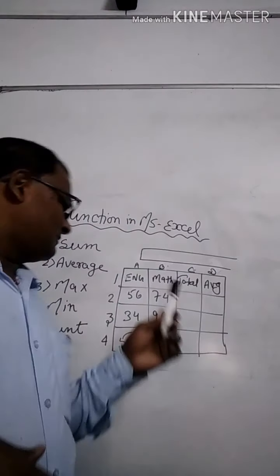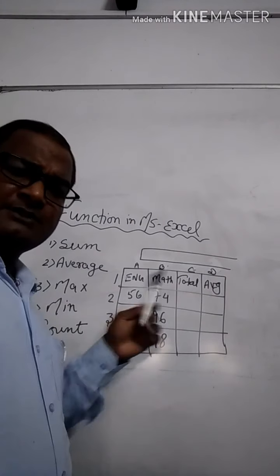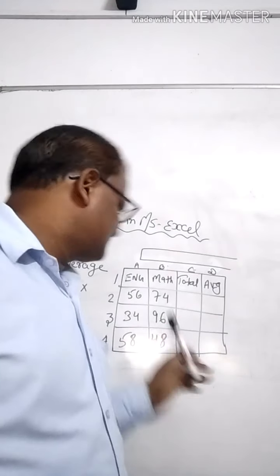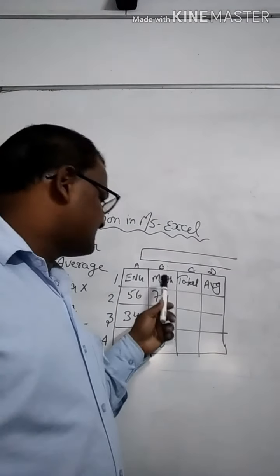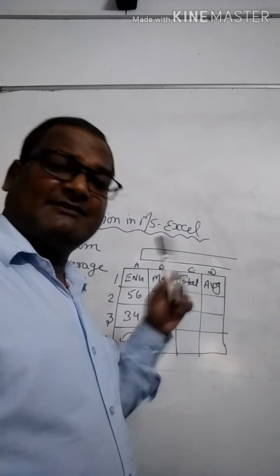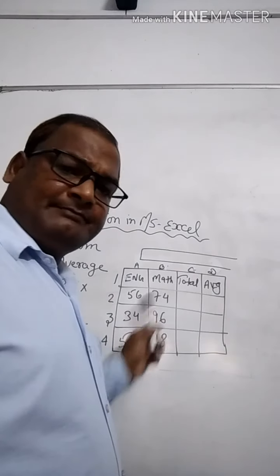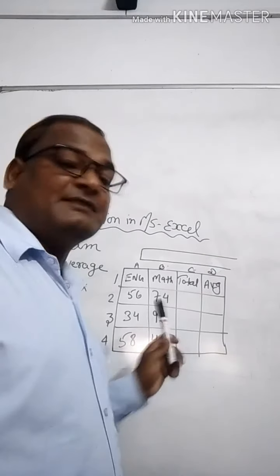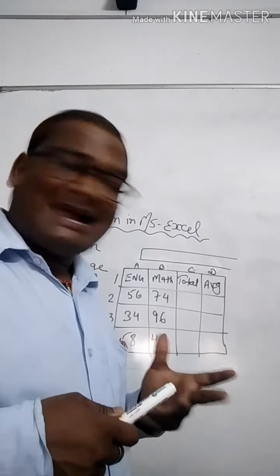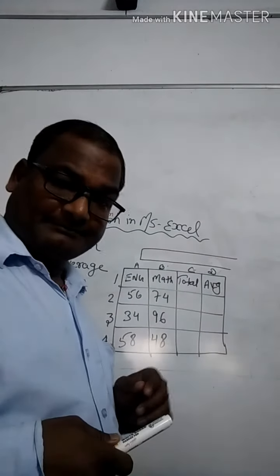I have already made a table, just a short table for understanding purposes. This is English, this is math, this is total, and this is average. And I have given some numbers. So, how do we add these numbers?